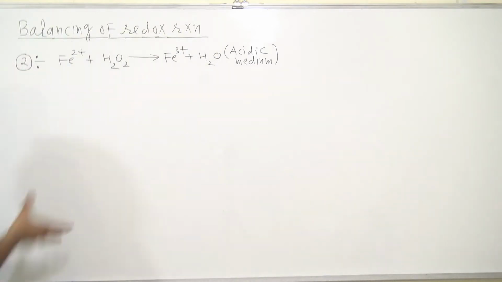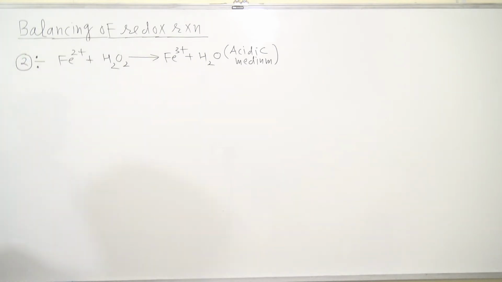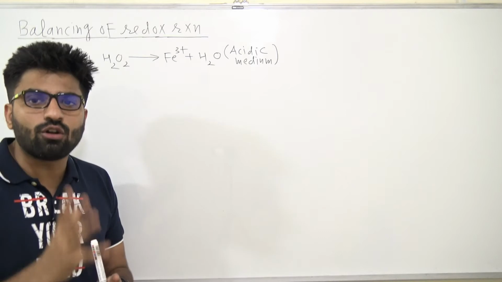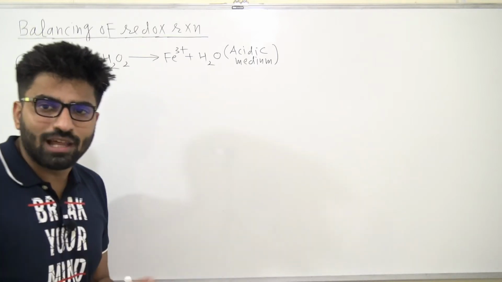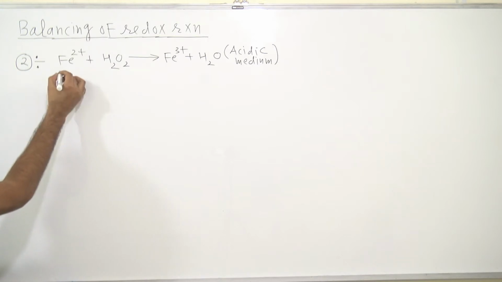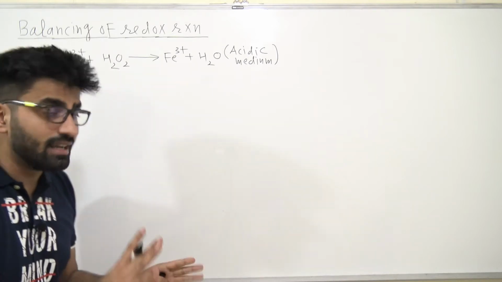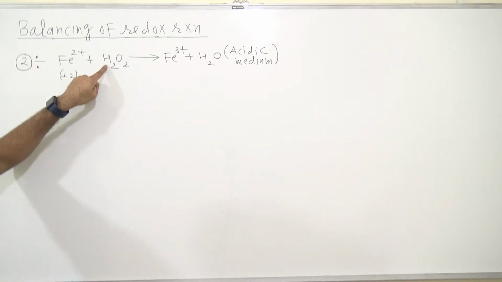The question is, we have to balance this reaction in acidic medium, right? So what is the first step? The first step is to calculate the oxidation number of each individual element. So this is iron. As I told you, for ions, whatever charge is present on them is their oxidation number. So here iron is present as +2, which means it is ferrous. Now see, this is important for us.